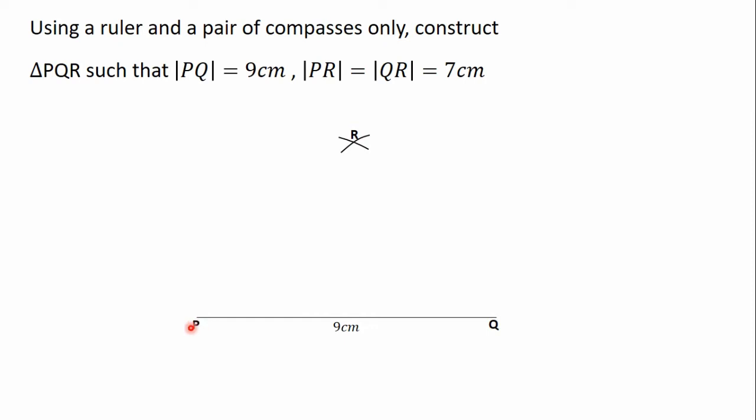So we have P here, Q here, and R here. To get PR, we will join point P to point R. The length of PR is 7 centimeters. To get QR, we will join point Q to point R. The length of QR is 7 centimeters. So this is how we are going to go about the construction. Now let's do the actual construction.